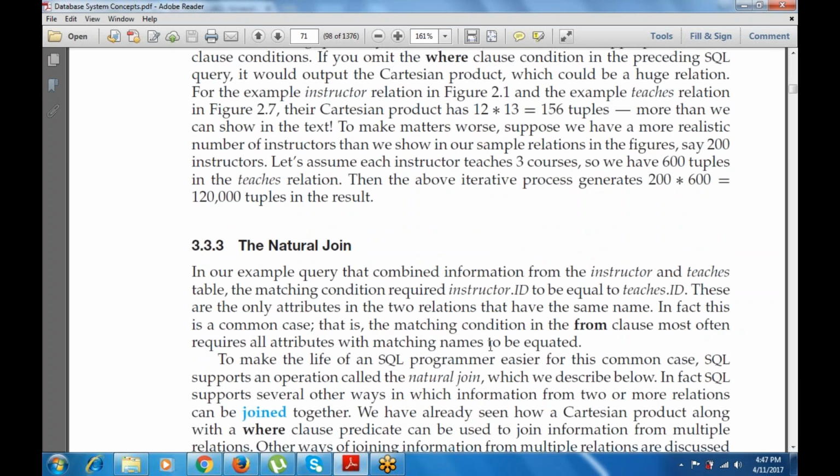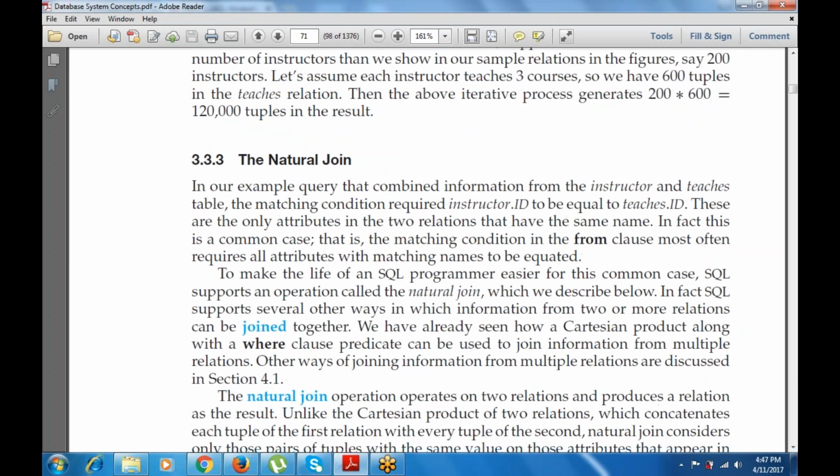Next is the natural join. Now, there are two types of join. One is the outer join, one is the inner join. The inner join's other name is natural join.